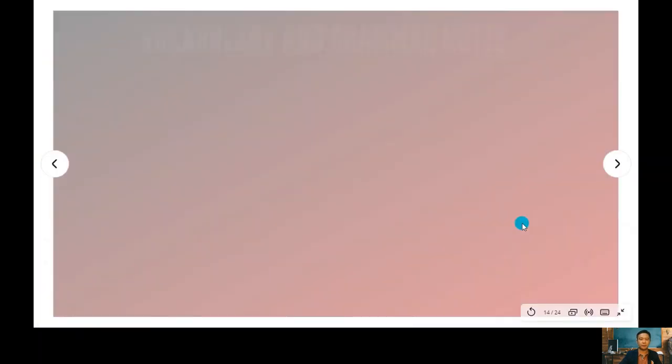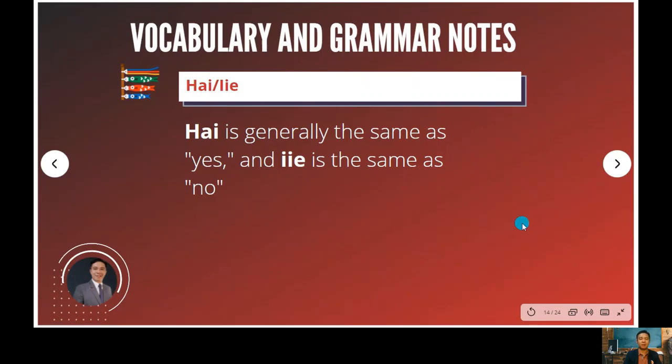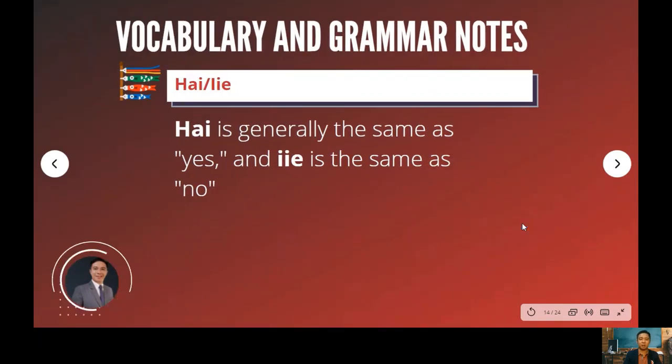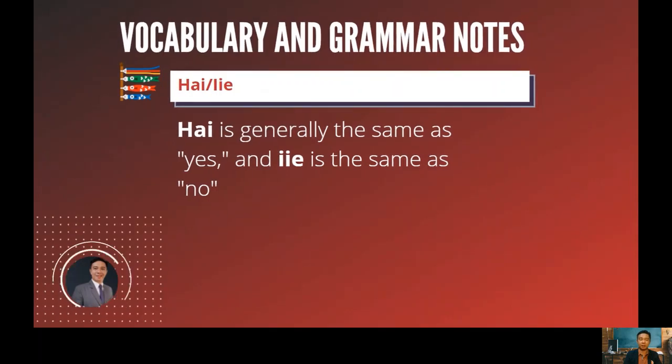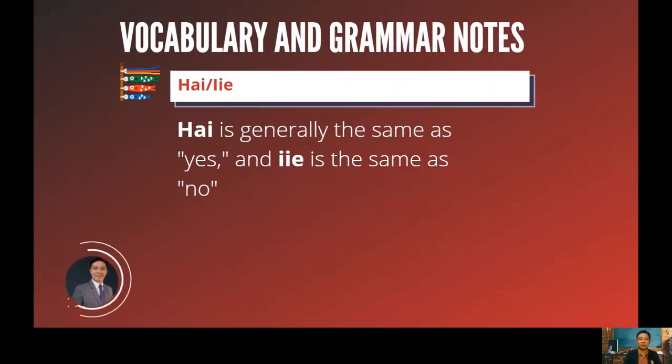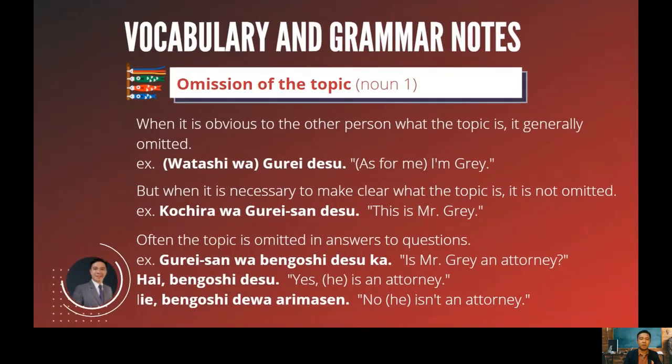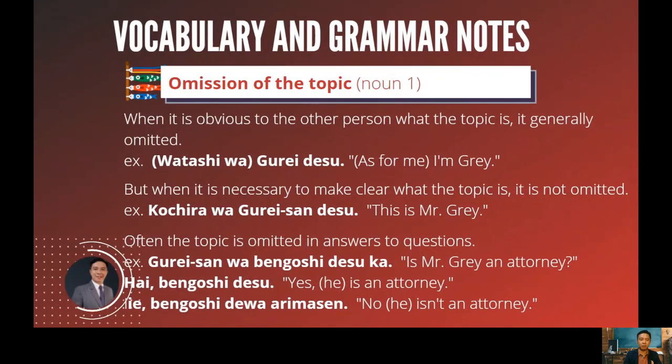はい is generally the same as yes. And いいえ is the same as no. Omission of the topic, noun 1.